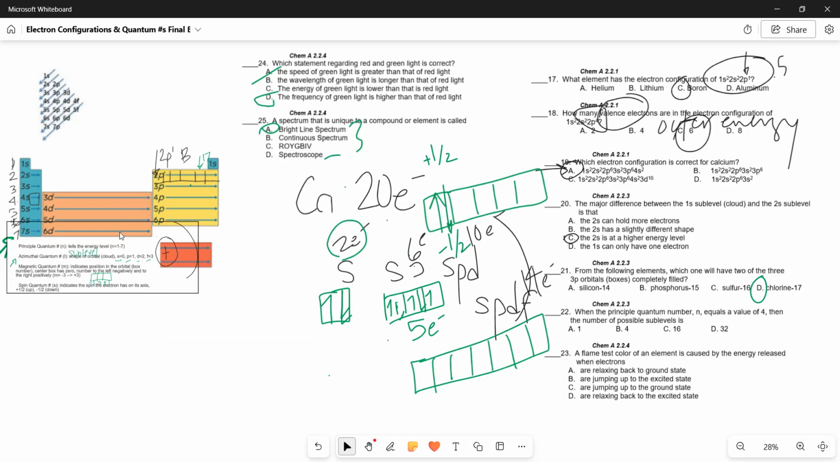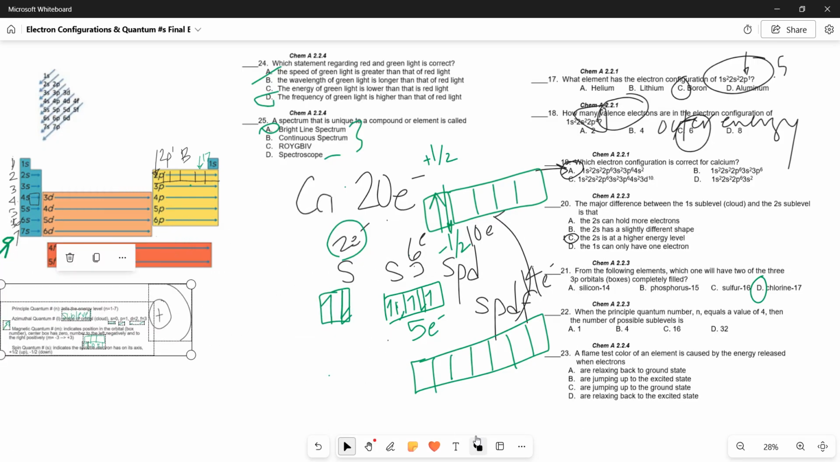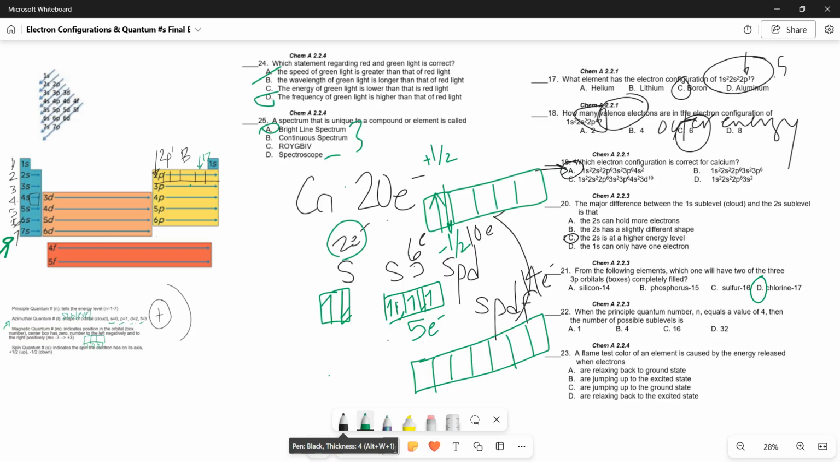If we look at the question, it says, how many sublevels would n have? Well, we kind of drew it out here. I've erased it, but I still have it right here. We have the S, the P, the D, and the F. So we would have 4 sublevels.